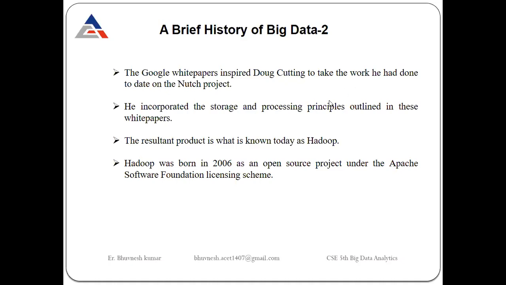He incorporated the storage and processing principles outlined in these white papers. Okay. When Google wrote a white paper, he went through those papers and that problem, then he incorporated them and produced a product, and the resultant product is what is known today as Hadoop. Okay, the product name is Hadoop.